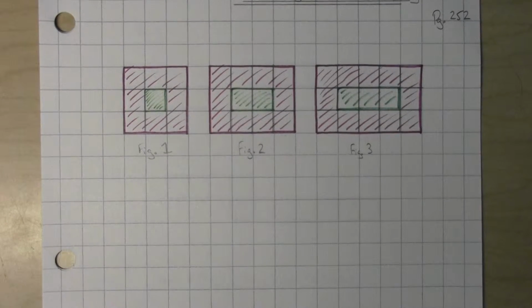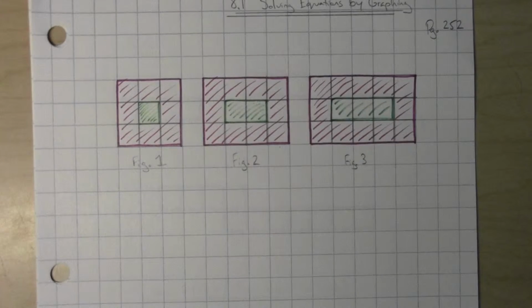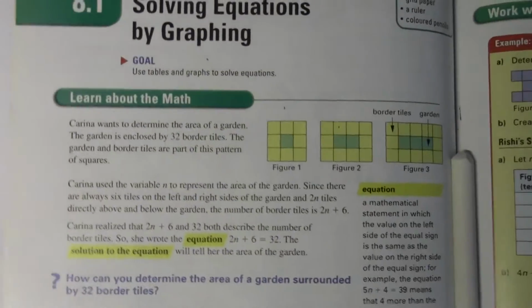Okay, so 8.1, solving equations by graphing. I want to go through two different types of examples. Yes, they're the examples from your book, but I don't want you to simply read out of your book, because then that's not really serving any purpose. But okay, the first question.